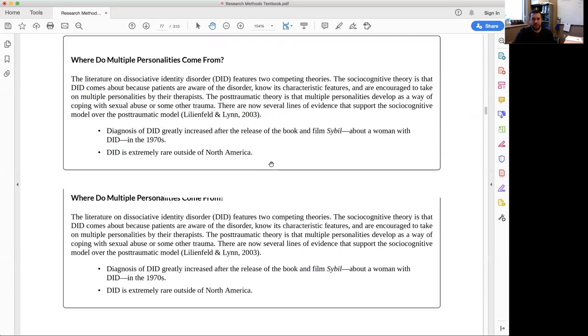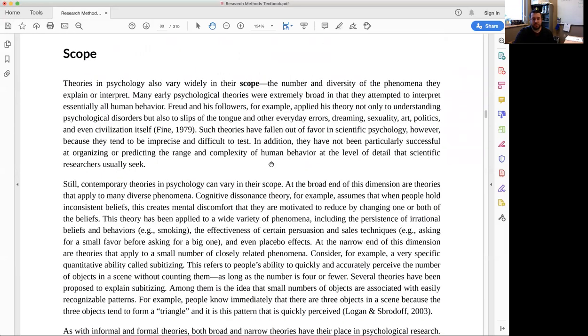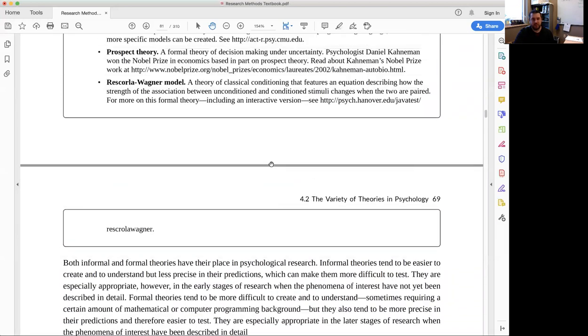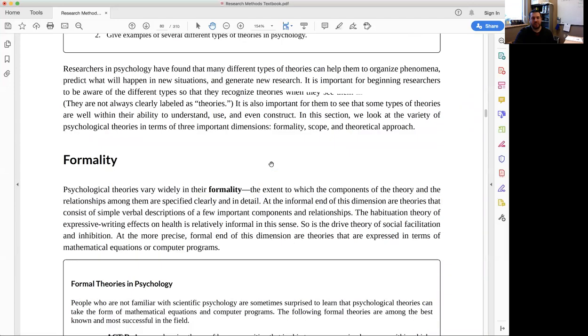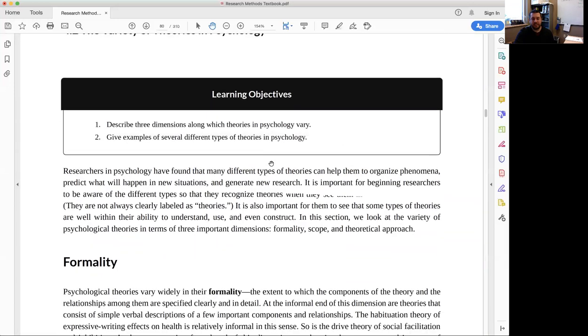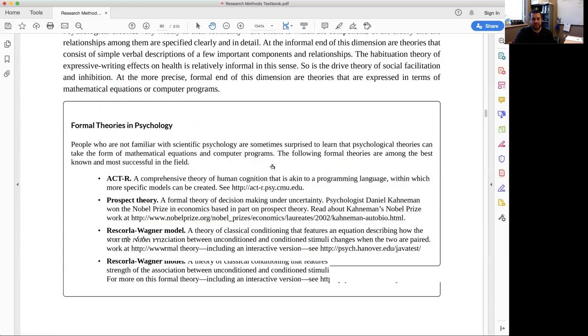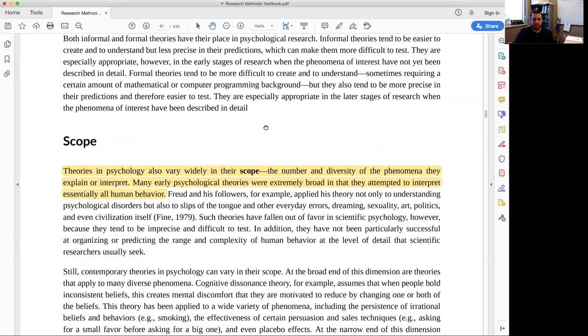And then, so that's it for 4.1. 4.2, a little bit too fast there. So 4.2, a variety of theories. Formality, don't want to highlight anything there, but scope.